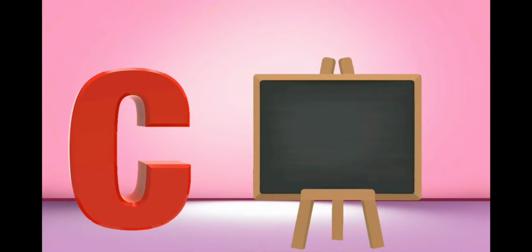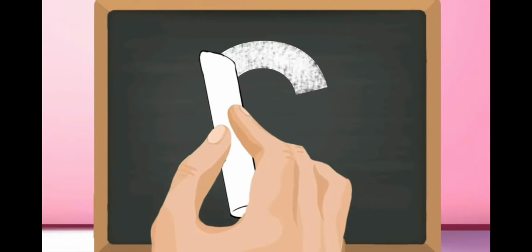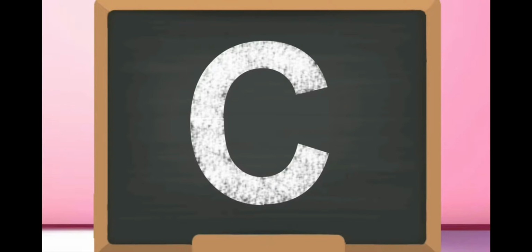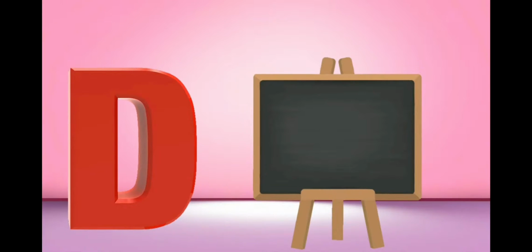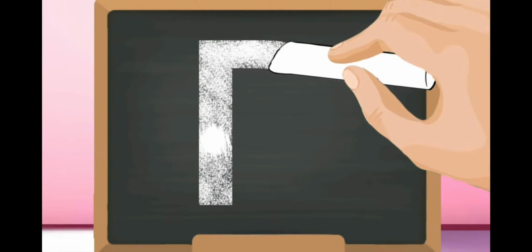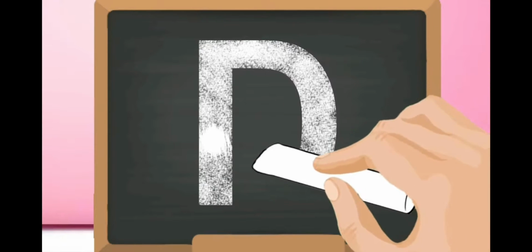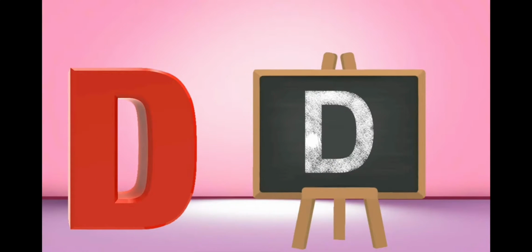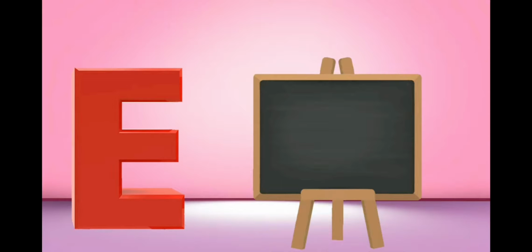C. Capital C. Start from the top and draw a curve touching the bottom. Capital C. D. Capital D. Start from the top and draw a standing line down. Go again to the top and draw a curve till the bottom. Capital D.